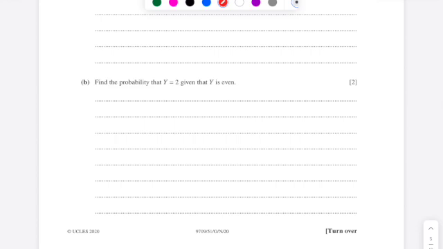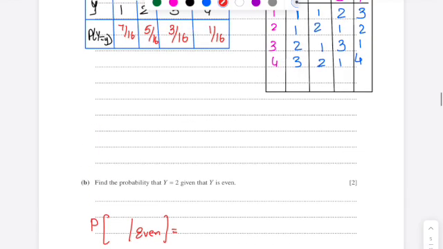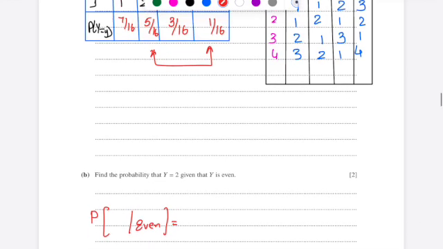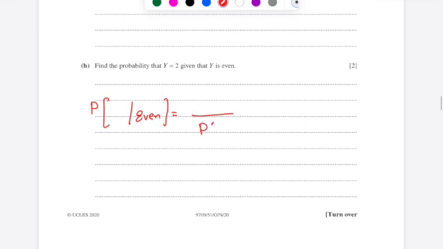Then find the value for probability of Y equals 2 given that Y is even. So probability of Y equals 2 given that it is even. Even is nothing but what? 2 and 4. So probability of even is 5 upon 16 plus 1 upon 16.